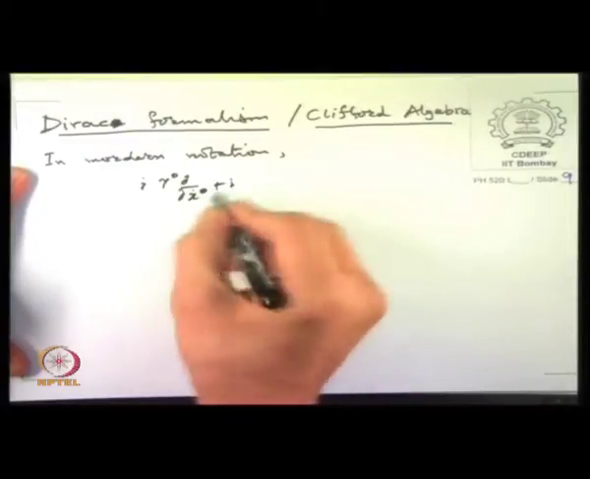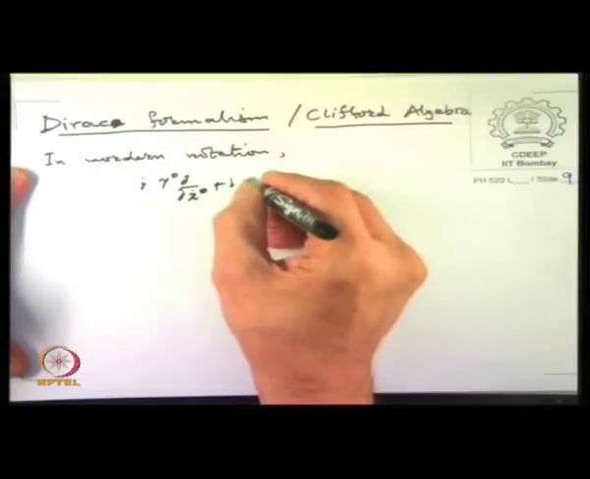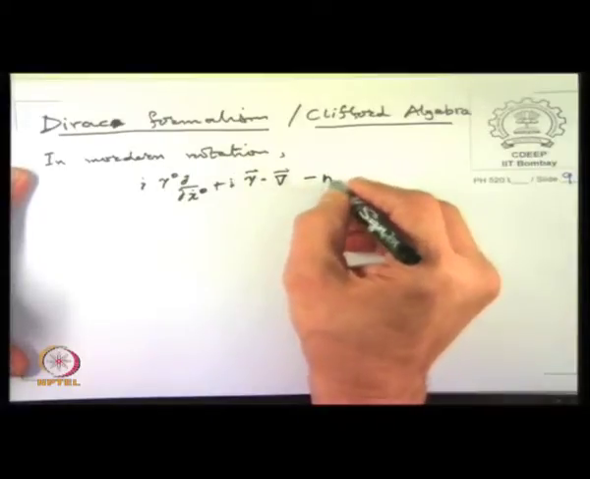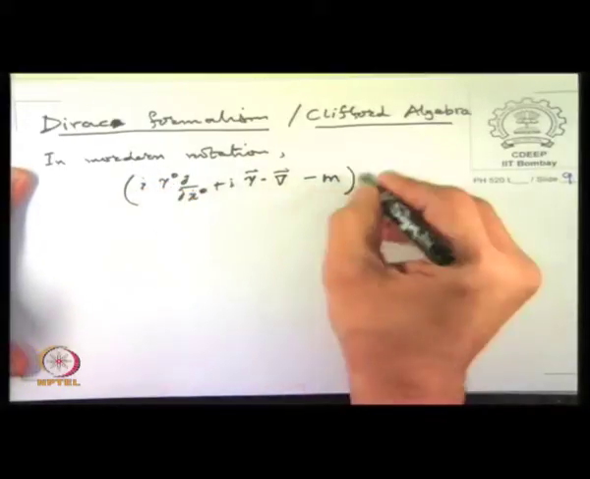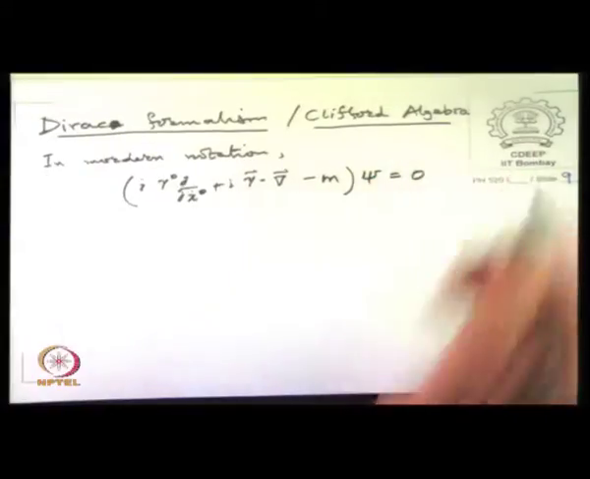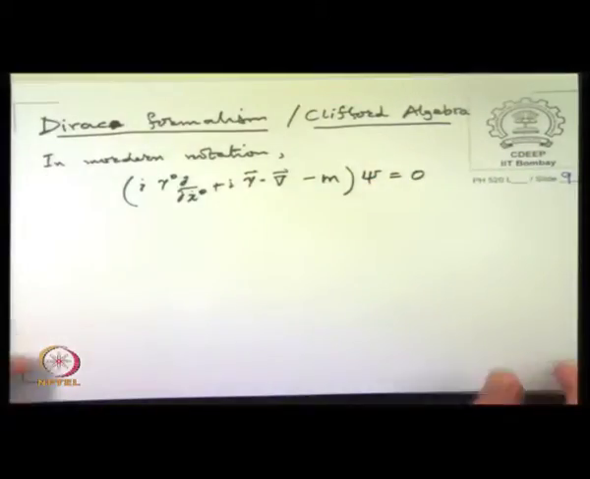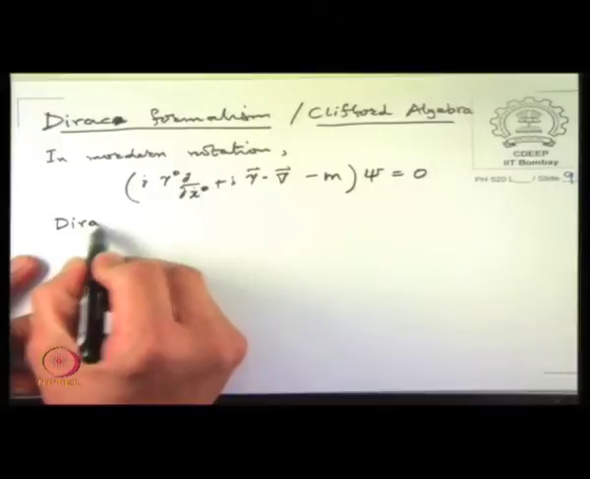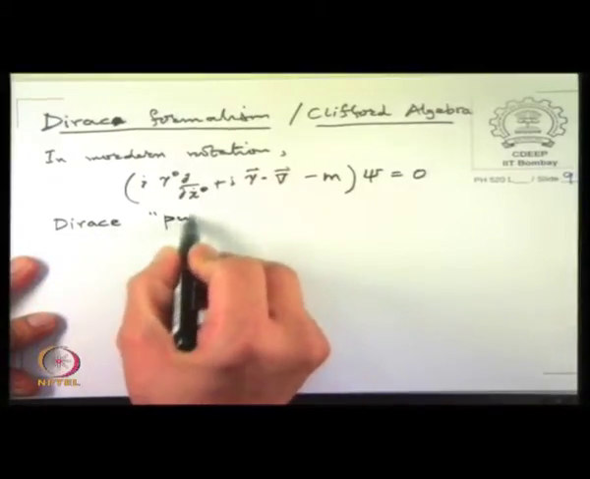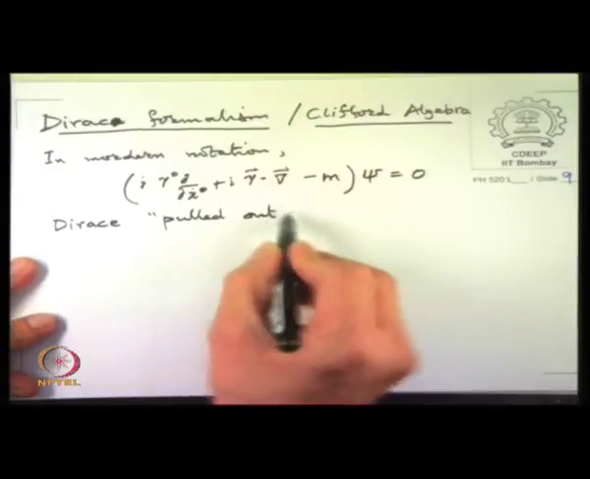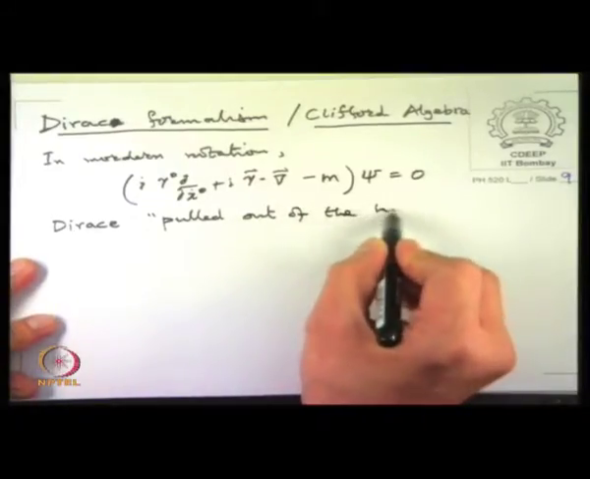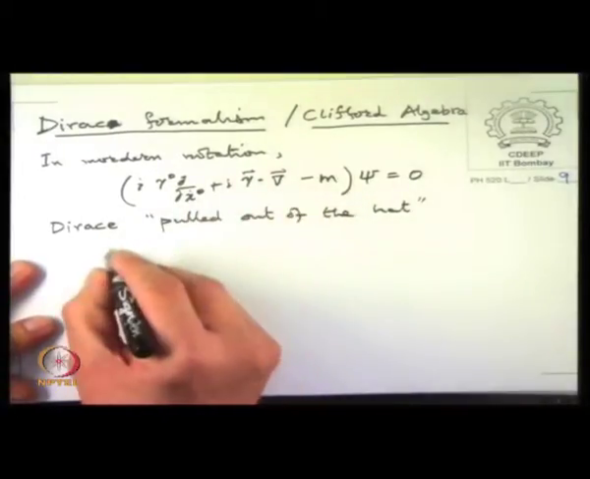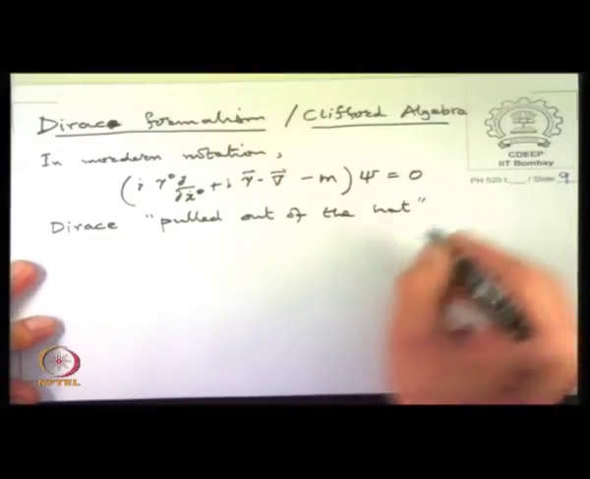where x0 is c times t, i gamma dot grad minus m, psi equal to 0. This is the Dirac equation, where Dirac proposed these matrices so that they have anti-commutation relations.